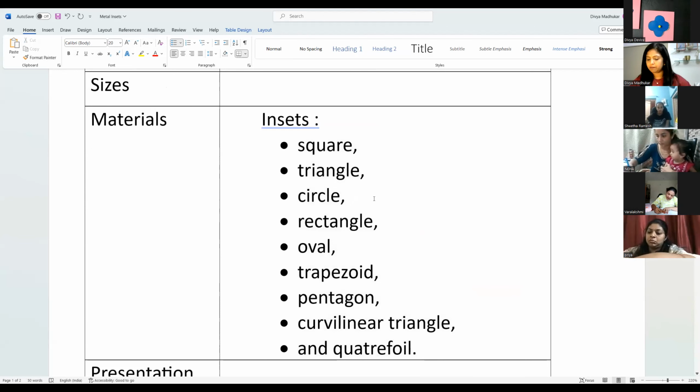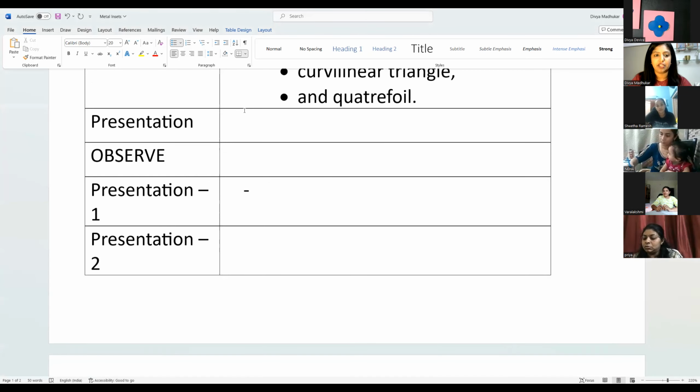Now with these insets, what are you going to be working on? Has everybody noted? Yes. So these are all your materials. Now I'm completed with my material. Now I need to work on my points. So that means I need to work on my presentation. So my presentation, I'm not writing that. Okay. So what should you write?